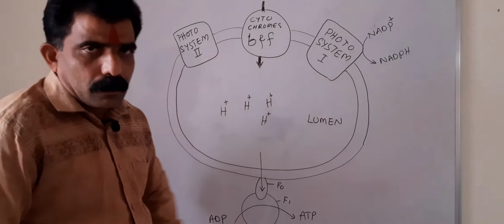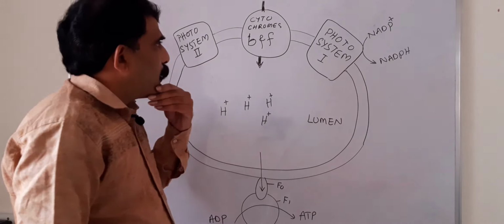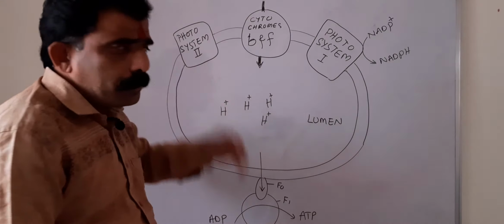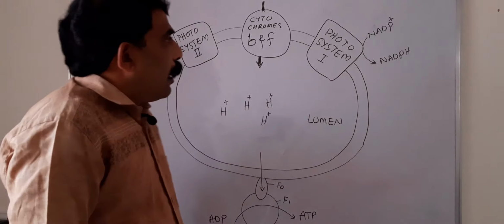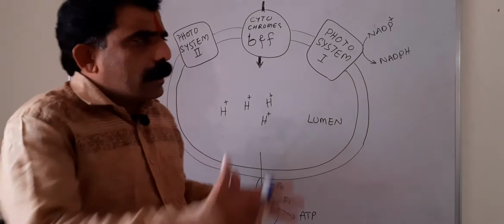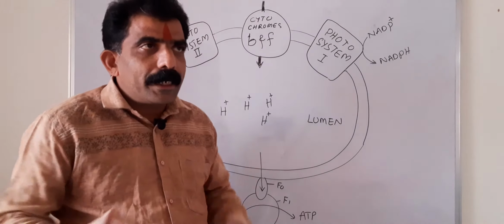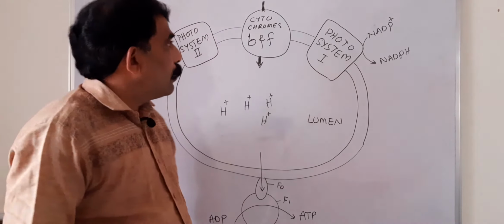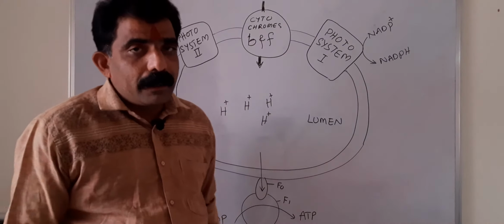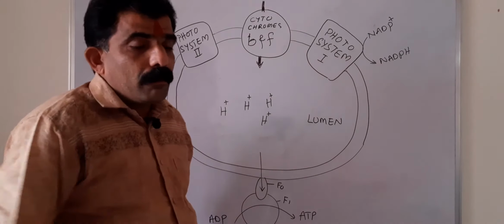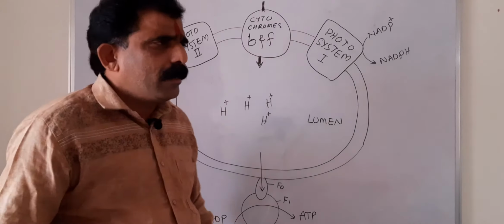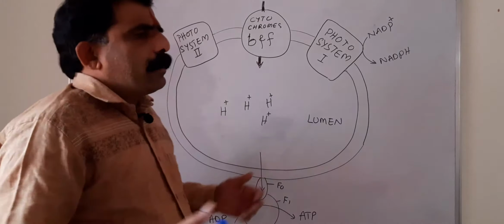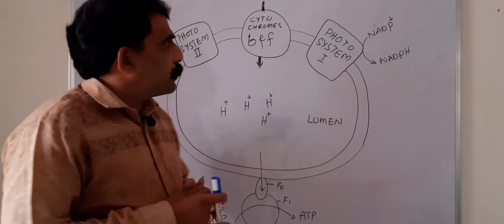Coming to the second source of the protons. The electrons removed from the photosystem 2 P680 are transferred to the first electron acceptor, which is located on the outer surface of the thylakoid membrane, which is nothing but pheophytin. Pheophytin is a chlorophyll molecule without magnesium. In the place of magnesium, H+ ions are present.